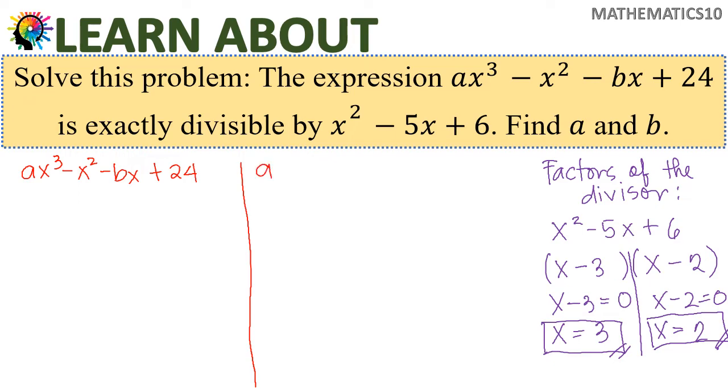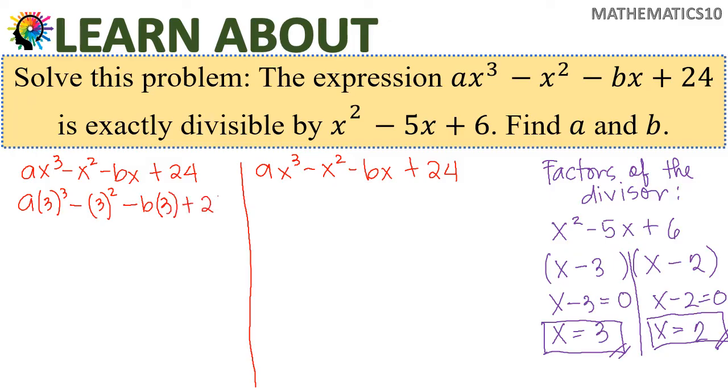So that means we need to prepare two slots or two spaces for our two solutions, of course. Here we go. So let's start with substituting positive 3 to all the x's here in our first column. So positive 3 cubed minus positive 3 squared minus b times positive 3 plus 24. And continuation of the process.